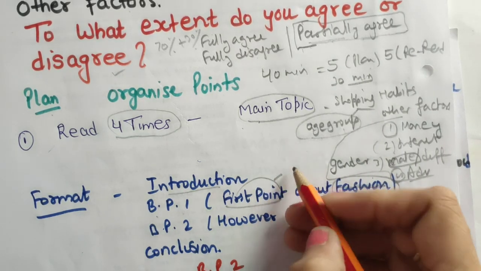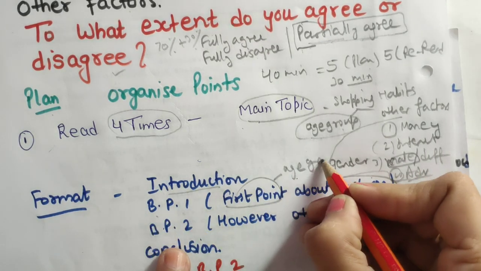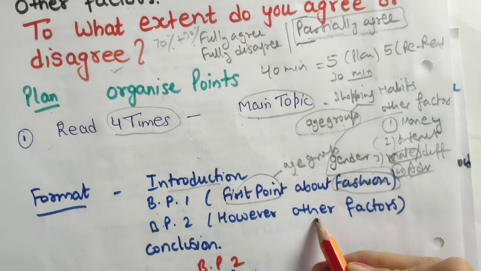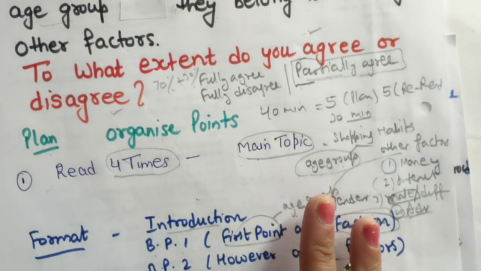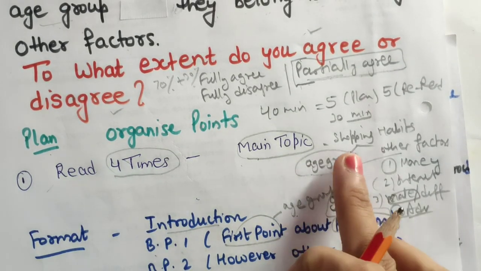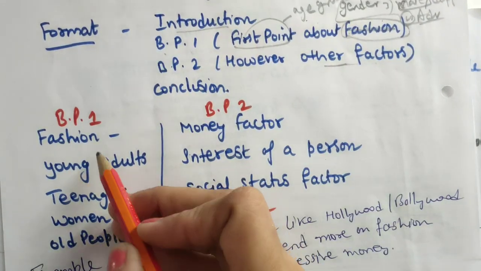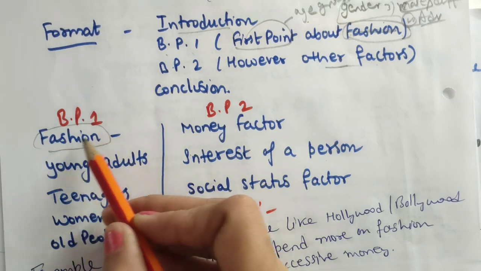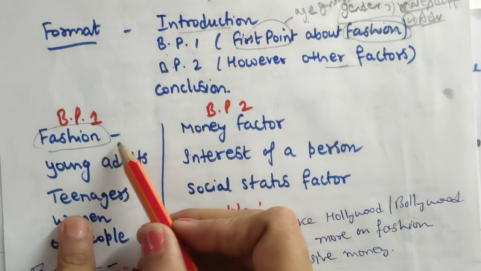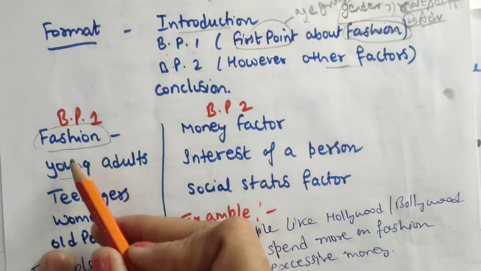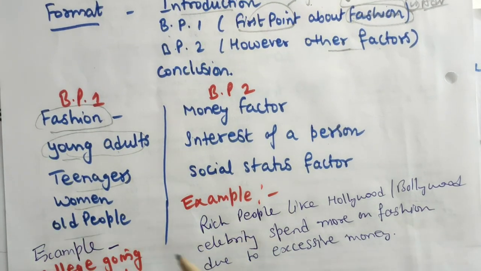So the first point we will discuss is age group, meaning in body paragraph 1 we cover age group points, and in the second we will discuss other factors, and then the conclusion. So what are the points that we are going to discuss in this age group? I will just show it to you. Of course, age group people will go for fashion kind of things and other electronic equipment and all. So in age group we will just talk about young adults, teenagers, women, old people.